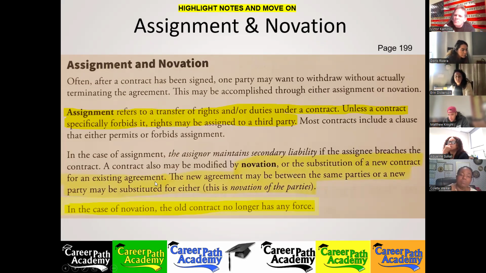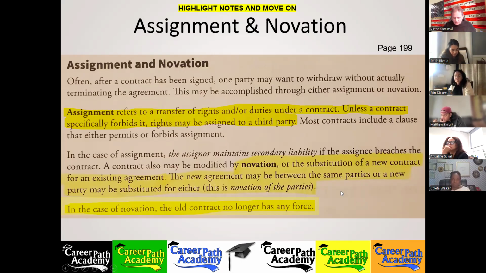They word things so backwards here that it doesn't make sense. It's you're replacing an existing contract with a new one. Why do they word it like this? Substitution of a new contract for an existing agreement. It doesn't make sense. Who writes like this? Who talks like this? It's like they back into the phrase. Anyway, the new agreement may be between the same parties, or a new party may be substituted for either.